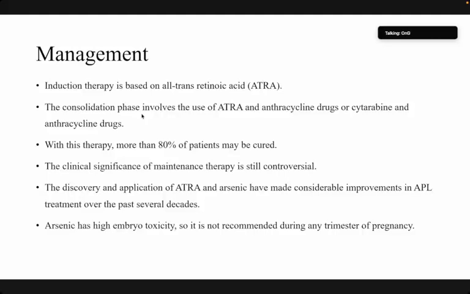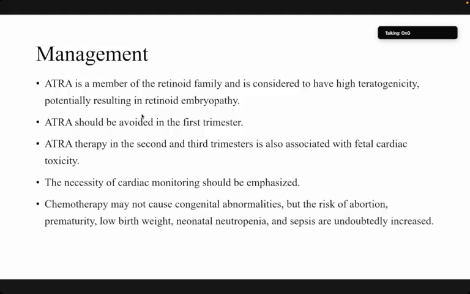Arsenic has high embryo toxicity, so it is not recommended during any trimester of pregnancy. ATRA is a member of the retinoid family and is considered to have high teratogenicity, potentially resulting in retinoid embryopathy. So ATRA should be avoided in the first trimester. ATRA therapy in the second and third trimester is also associated with fetal cardiac toxicity. The necessity of cardiac monitoring should be emphasized. Chemotherapy may not cause congenital abnormalities, but the risks of abortion, prematurity, low birth weight, neonatal neutropenia, and sepsis are undoubtedly increased.